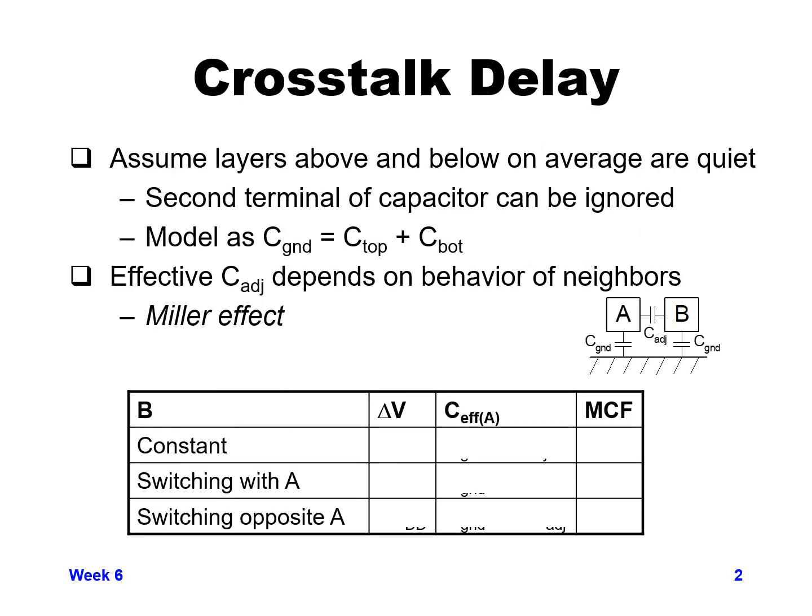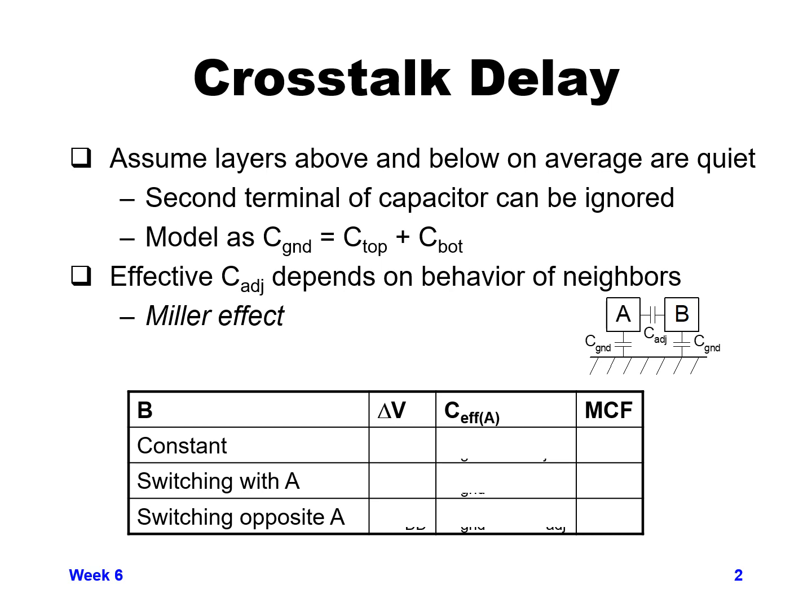So here, let's go through and look at an example of how crosstalk can affect delay of a wire. Let's assume that we have two wires, A and B, routed next to each other. And here in the figure, the A and B are going in and out of, perpendicular to, the plane you're looking at, so they're kind of going into the screen or out of the screen. And let's assume that all metal layers above and below the wires that we're talking about are quiet on average. They're not transitioning at all.